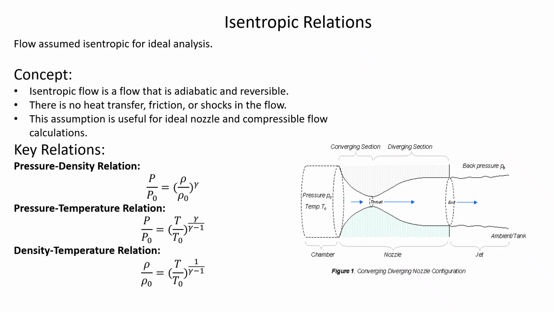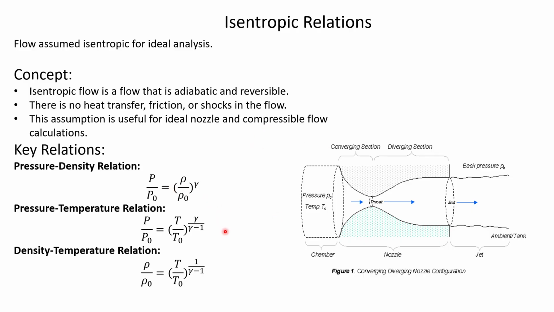Let's move on to the second slide. For nozzle analysis, we usually assume the flow is isentropic. This means that flow is adiabatic and reversible, so there is no heat transfer, no friction and no shock waves. This makes the equation simpler and gives us the relationship for pressure, density and temperature.